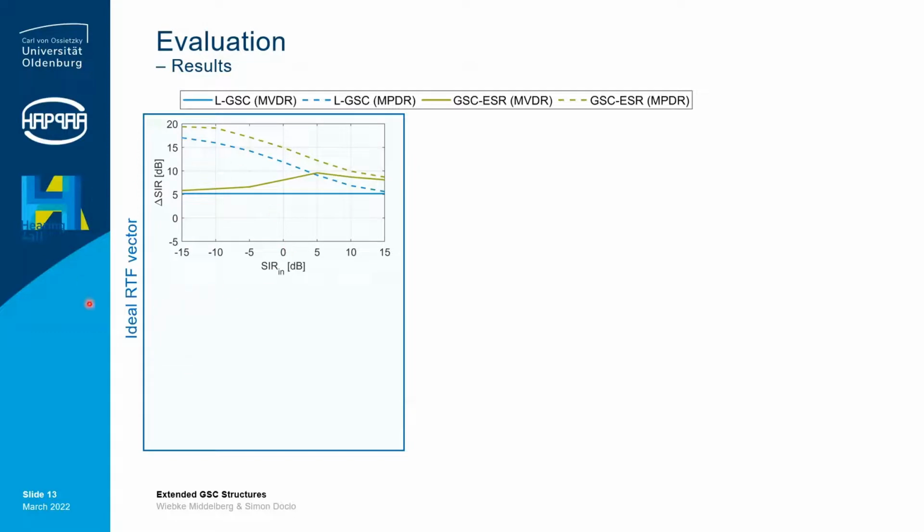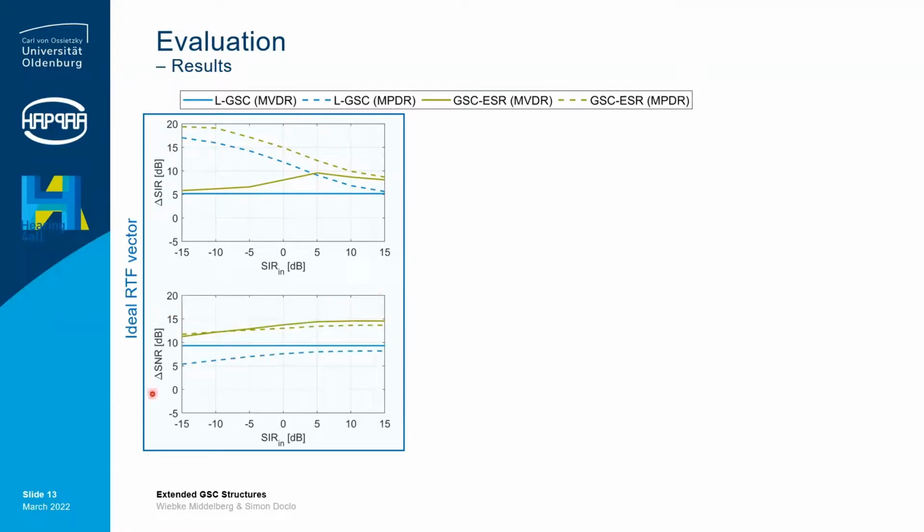So in this first panel here, you see the case of an ideal RTF vector for the hearing aids, where we plotted the SIR improvement over the input SIR. And what you see here, particularly at low signal to interferer ratios at the input, is that the MPDR implementation of both systems, the local GSC and the extended one, perform much better than the respective MVDR implementations. However, at high signal to interferer ratios, this difference becomes very small.